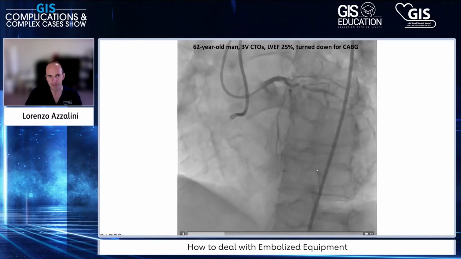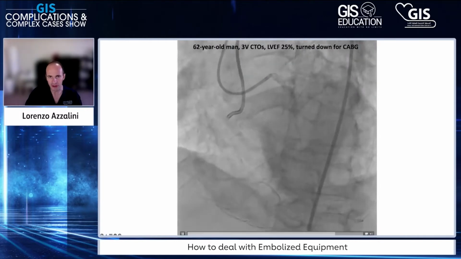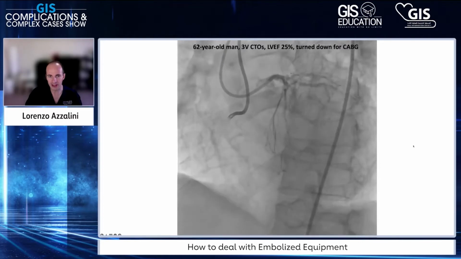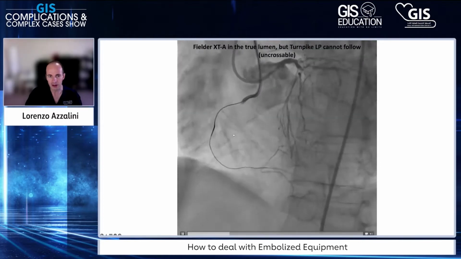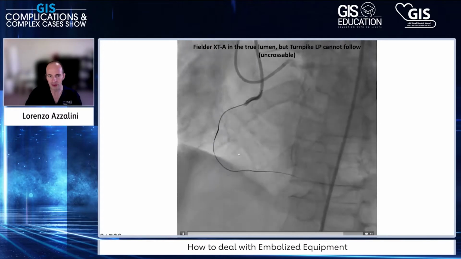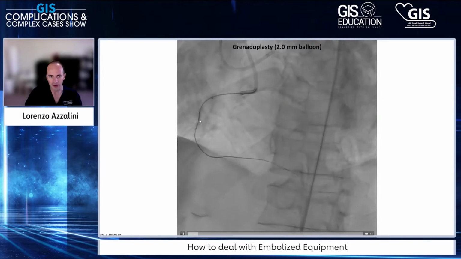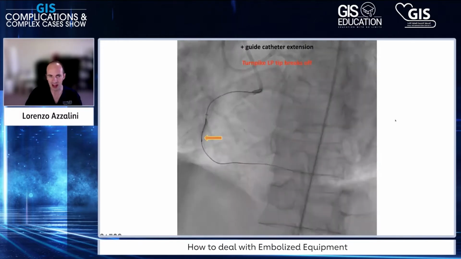So this is a case of a multivessel CTO patient turned down for surgery with low LVEF. There is an RCA CTO that is attempted first. A Fielder XTA reaches the distal landing zone into the true lumen, but the Turnpike LP microcatheter cannot follow. The operator performs granuloplasty, so bursting a balloon at the proximal cap to try to soften it. It does not work, so he changes microcatheter. There is also a guide catheter extension, which does not work.